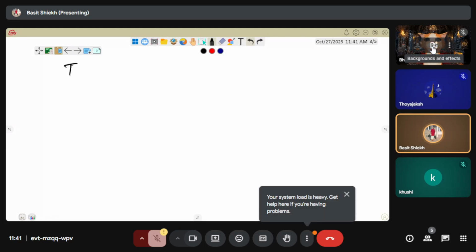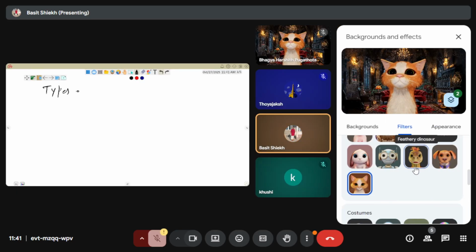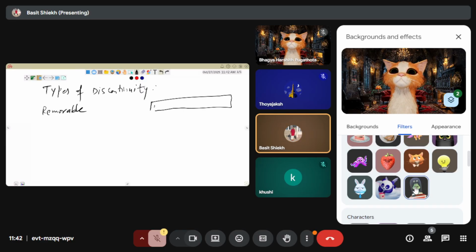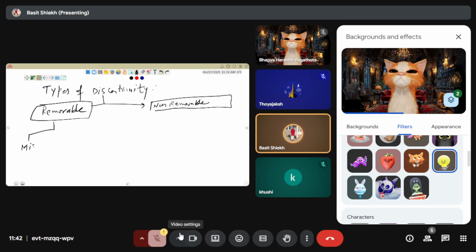Now we have types of discontinuities. Types of discontinuity. One is removable. Second is non-removable. Removable, non-removable. In removable, we have two types. One is missing point.